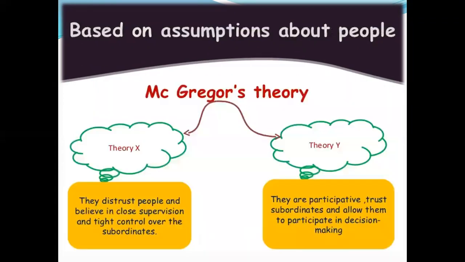Now, based on assumptions about people, according to McGregor's theory, there are Theory X and Theory Y. Here, Theory X says that managers distrust people and believe in close supervision and tight control over the subordinates. But in Theory Y, they are participative, they trust the subordinates and allow them to participate in decision making.